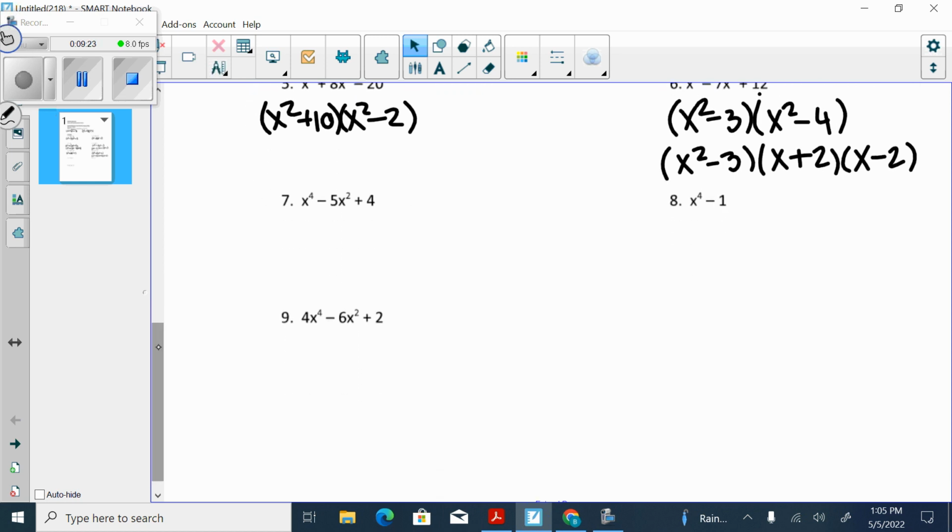All right. Number 7. Okay, any GCF? Okay, so I make my parentheses. What am I going to put in the front of each? Very good. And we're looking for something that multiplies to give us +4, adds to give you -5. Very good.